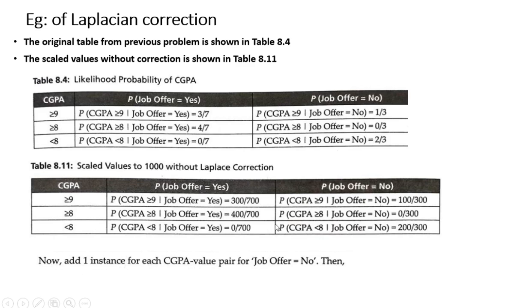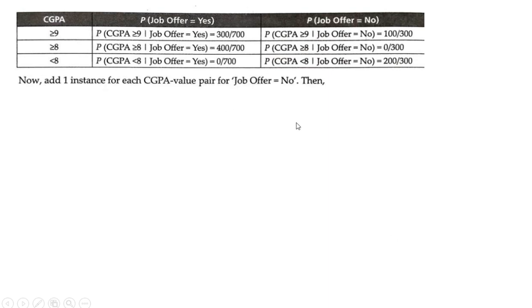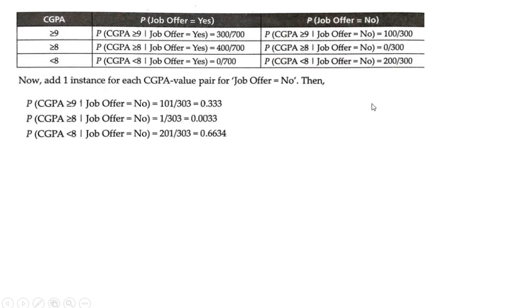Now I am going to add one instance. See, there was a problem in the last one, I was getting probability as 0. So I am just going to add one instance for each CGPA value pair. So when I add, what do I get? This is my table which was scaled. This is my table 8 where it is scaled. Now for this table I am going to add one instance. How do I add? For everything.